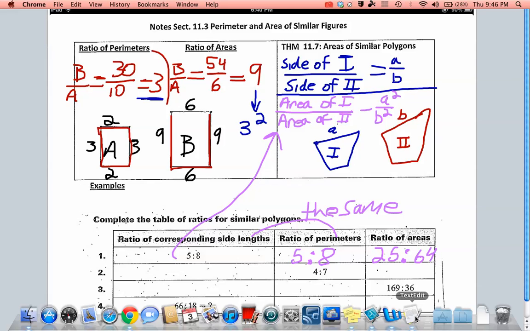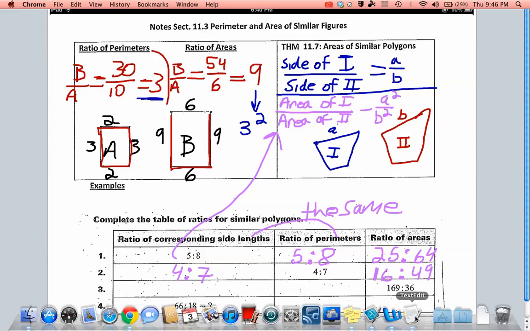Let's look at the ratio of corresponding sides and perimeter in the next one. Remember, perimeter and sides are the same, so the ratio of the side lengths is going to be 4 to 7. The ratio of the areas is going to be 4 squared, 16, to 7 squared, which is 49.